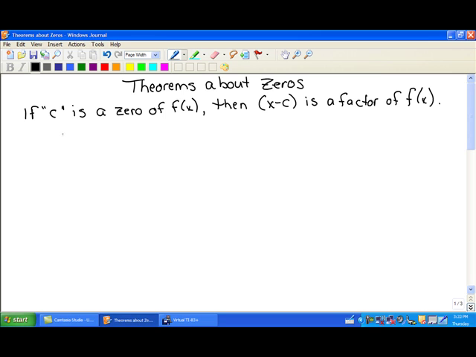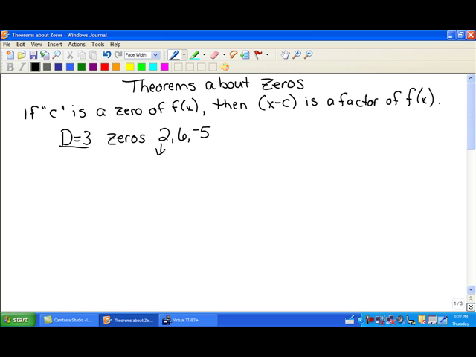So if we want to find a third degree polynomial that actually has the zeros of 2, 6, and negative 5, notice we have all the zeros. We should have 3 because the degree is 3. To find this, all we need to do is come up with the factors and multiply.